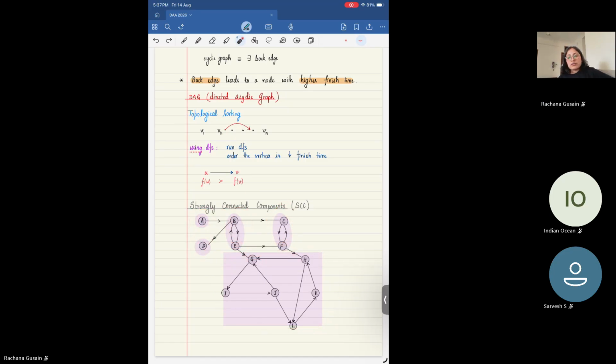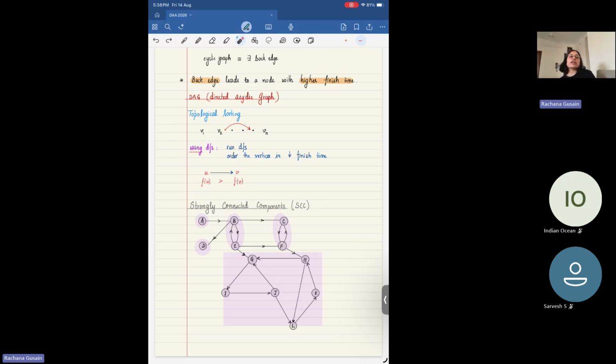So here is the interesting problem. Given a directed graph, I want to identify all the strongly connected components. Here it was a small example, and we were just trying to look at the graph and identify the strongly connected components.